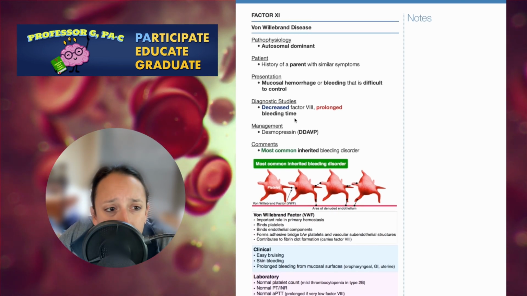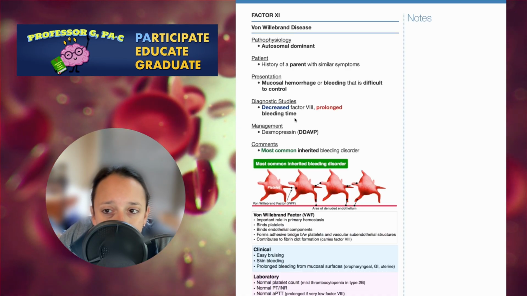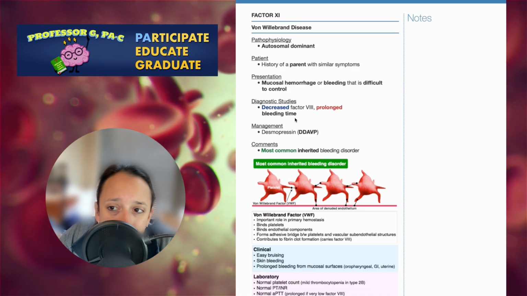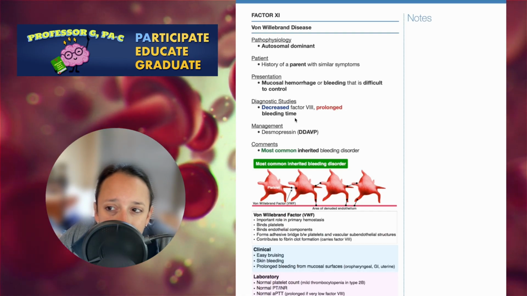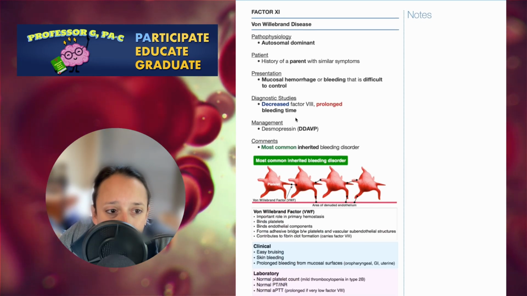On lab work, let's look at the labs. So you'll usually see a prolonged bleeding time because the platelets can't stick properly. And sometimes you'll have a mildly prolonged PTT since the factor VIII levels can also be low, but the PT and the platelet count are normal.